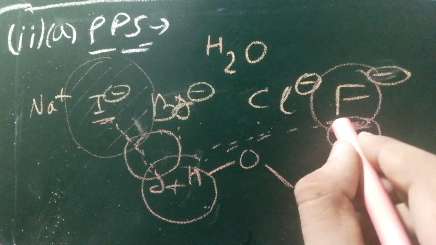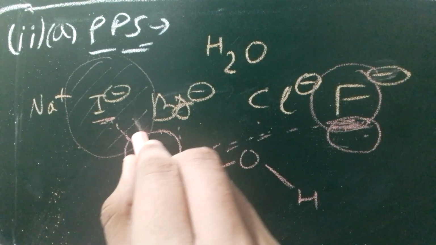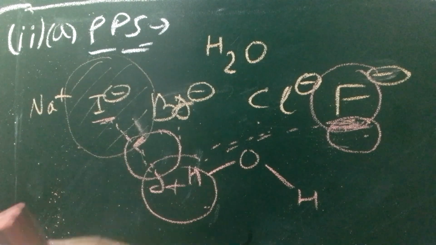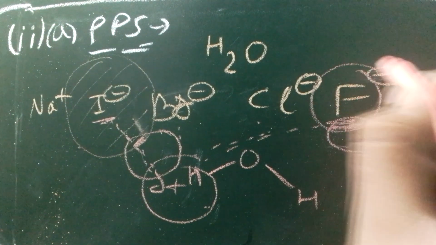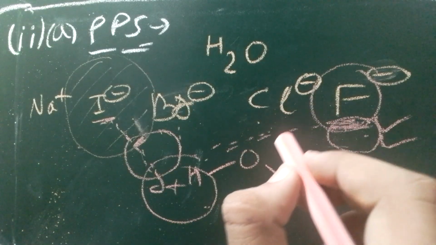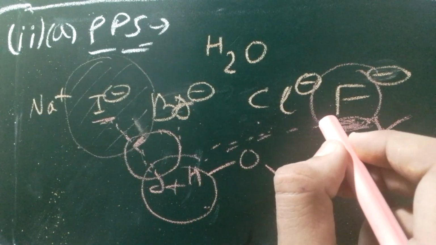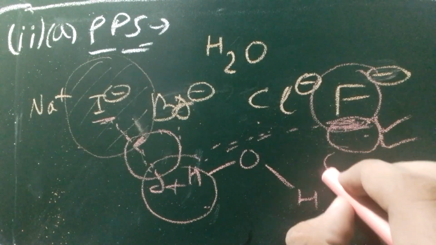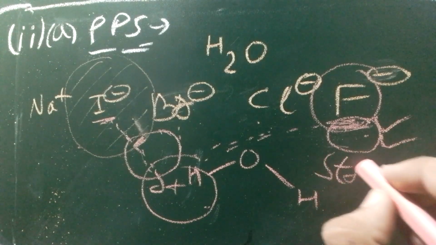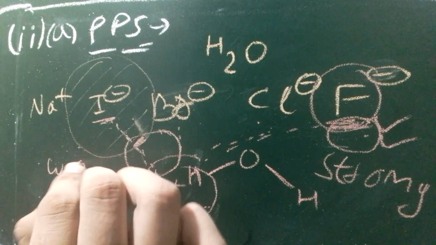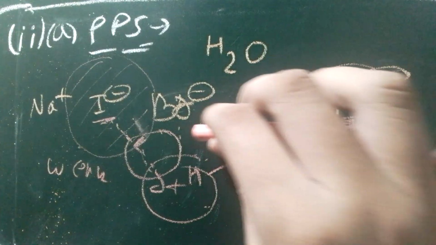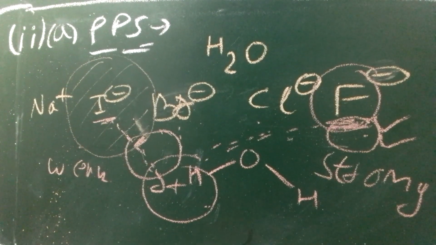But this small volume contains more charge, because F minus has a high electron density. So the hydrogen bond is stronger here and weak here, strong to weak. Okay, so let's understand this.